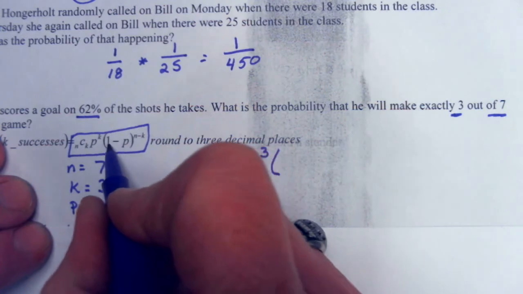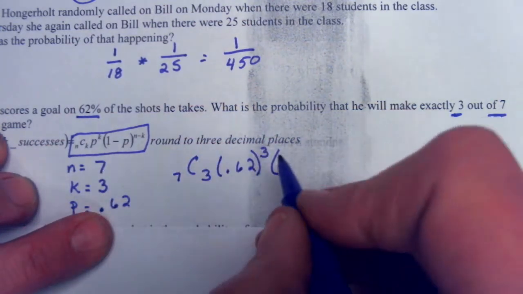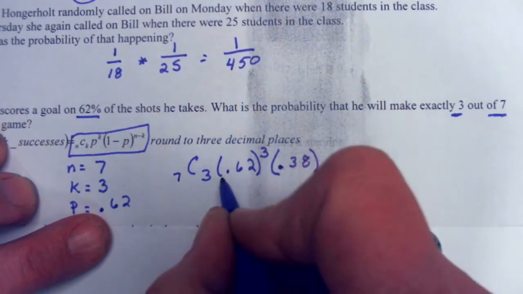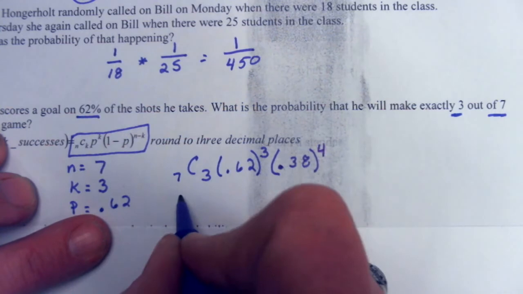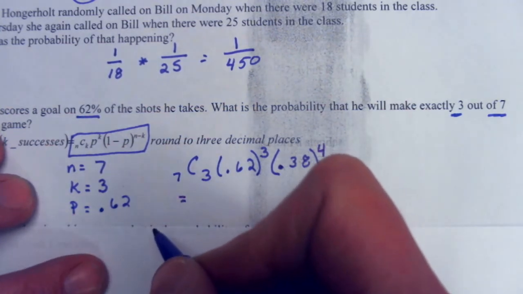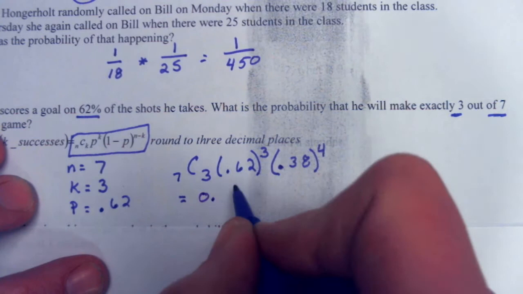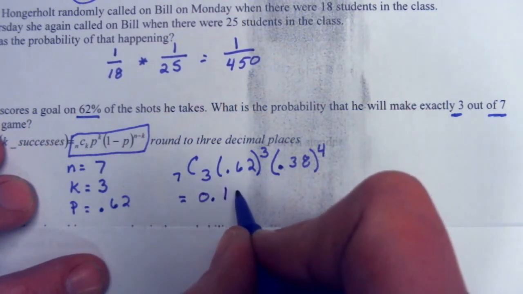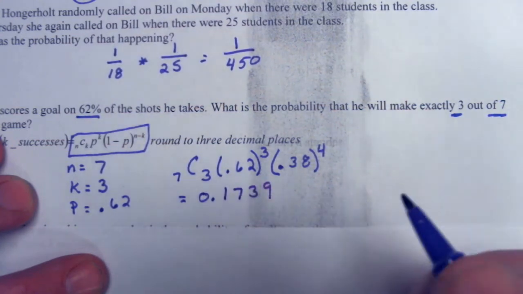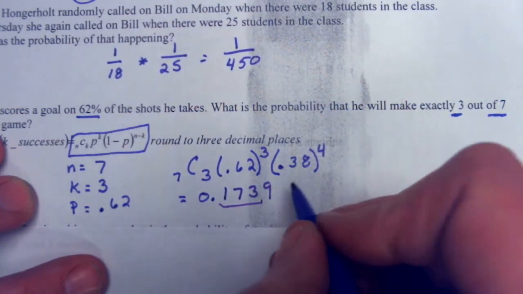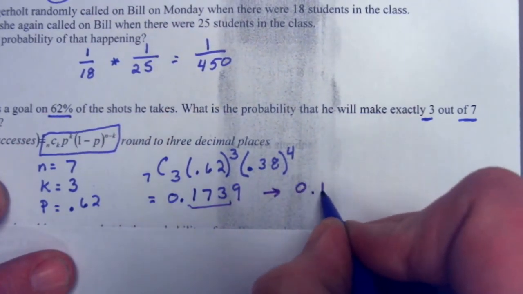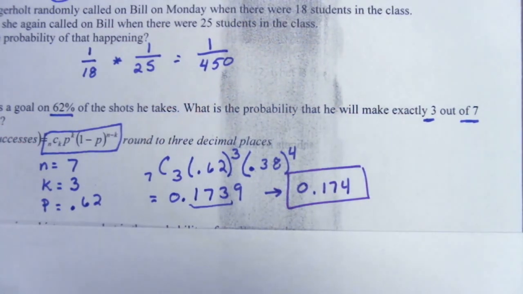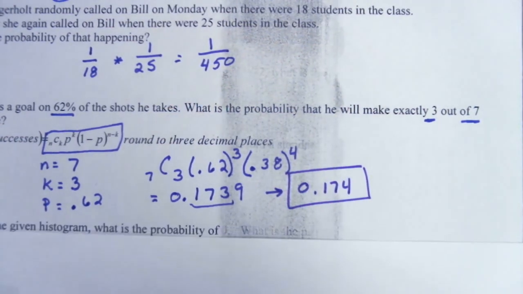Number nCk, 7C3, is just the number of combinations of the 3 shots he can take each time out of the 7. The probability is 0.62 of success, and we want him to have 3 successes. Now 1 minus P, 1 minus 0.62, gives you the probability of failure, so 1 minus 0.62 is 0.38. And if he makes 3, he's going to miss 4. Okay, you plug all that in your calculator and be sure you get the right answer, because a lot of the errors in this problem are actually calculator errors. You end up with 0.1739. Now we're rounding to 3 decimal places, so you should put 0.174 as your final answer for that. Okay. All right. I'm going to make one more video for the last 2 problems.